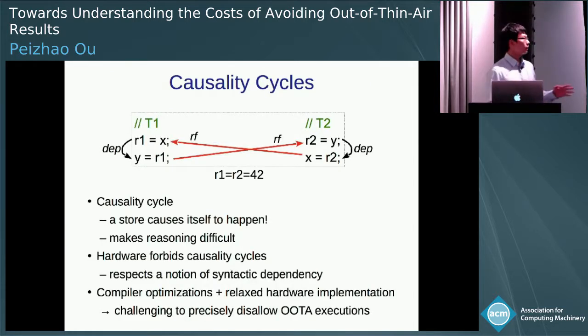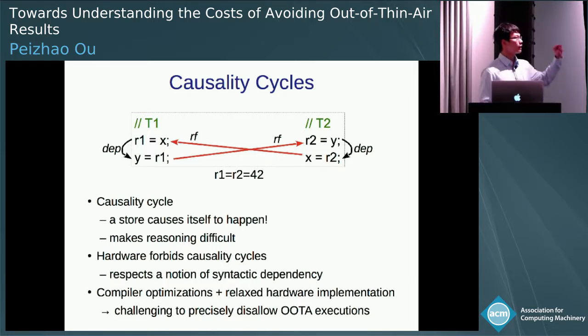Now, if we take a closer look at this problematic execution, you can find that there actually exists a causality cycle. For example, in thread 1, the store of 42 to Y is actually caused by the previous load from X, because it assumes that the previous load will return value 42. And with such a cycle, eventually it would appear that a store causes itself to happen, which sounds pretty absurd. And indeed, many other researchers have shown that if we allow such executions, it would make both informal and formal reasoning very difficult.